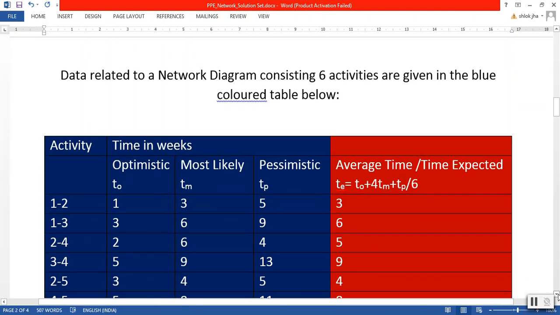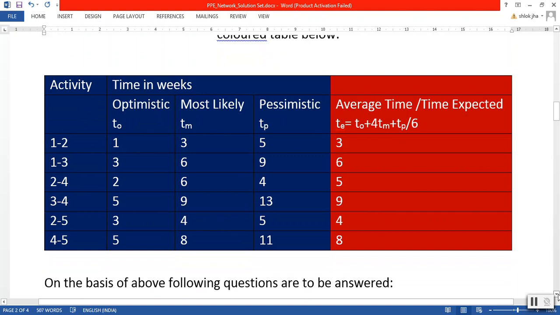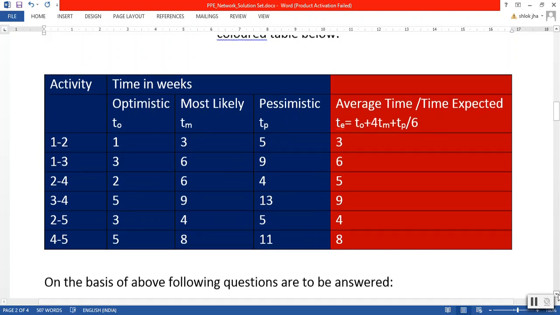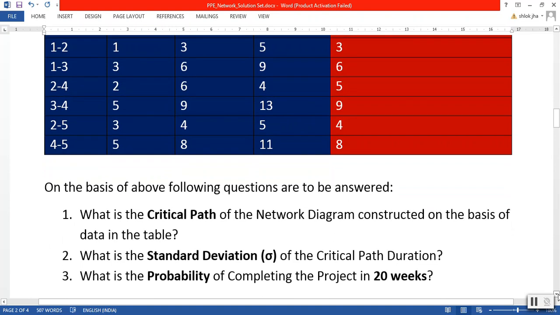We have been given some data related to a network diagram consisting of 6 activities in the blue colored table below. What are those data? 6 activities: 1-2, 1-3, 2-4, 3-4, 2-5, 4-5, and in front of these activities 3 time values have been assigned: optimistic time, most likely time, and pessimistic time, TO, TM, and TP. On the basis of the above, some questions have been asked.